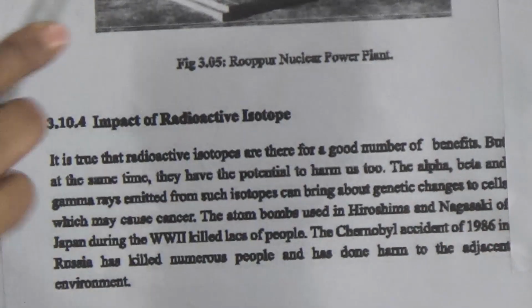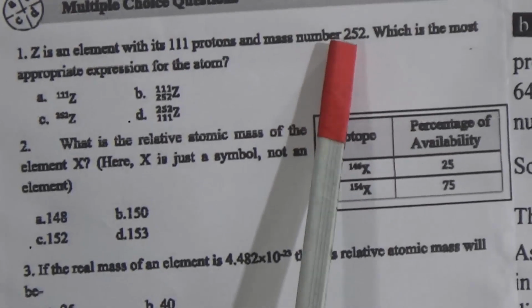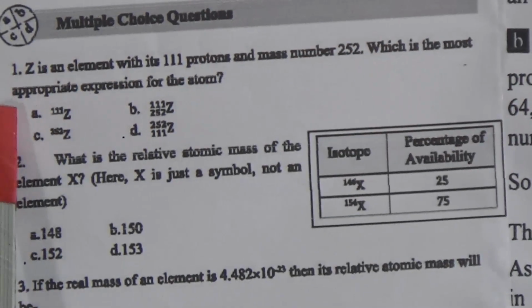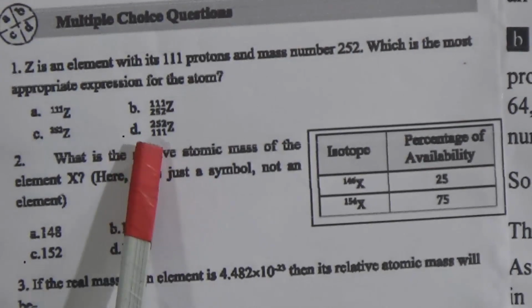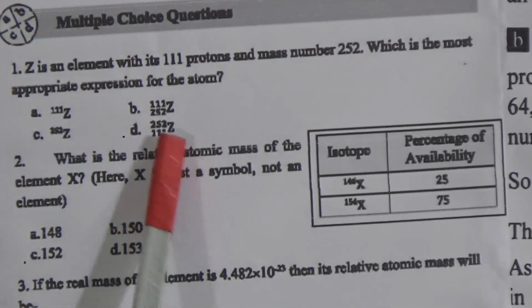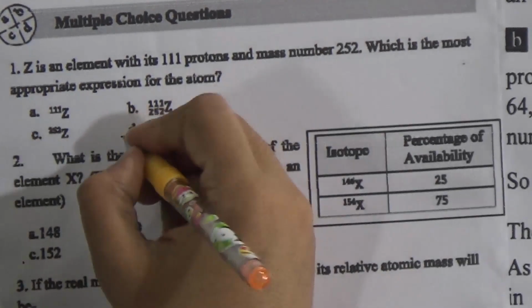Now we will solve the exercises of MCQ. First, Z is an element with 111 proton and mass number is 252, which is the most appropriate expression of this. We know the mass number will stay on the left upper side and the atomic number will stay in the left lower side. So, the D will be correct answer.